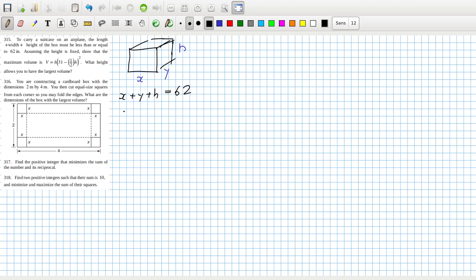So we could say H equals 62 minus X plus Y. The volume equals X, Y, H. The problem is, how can I replace the X, Y here?